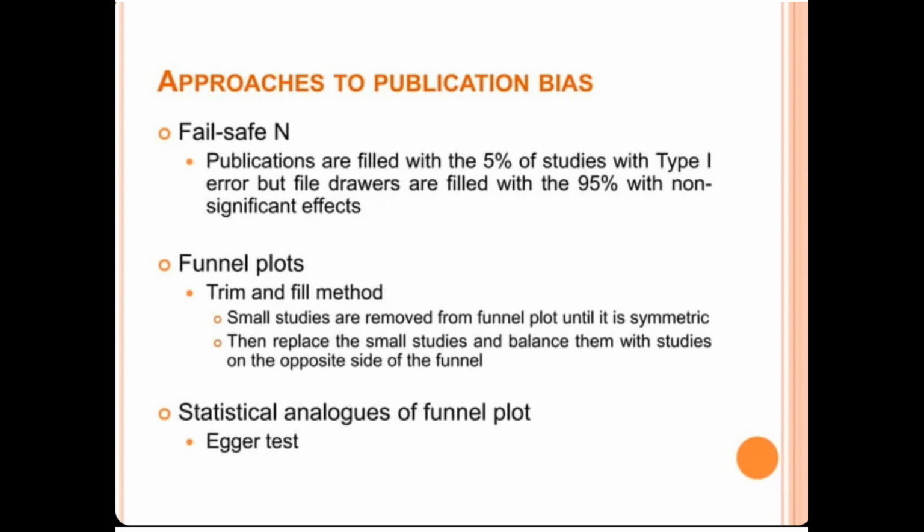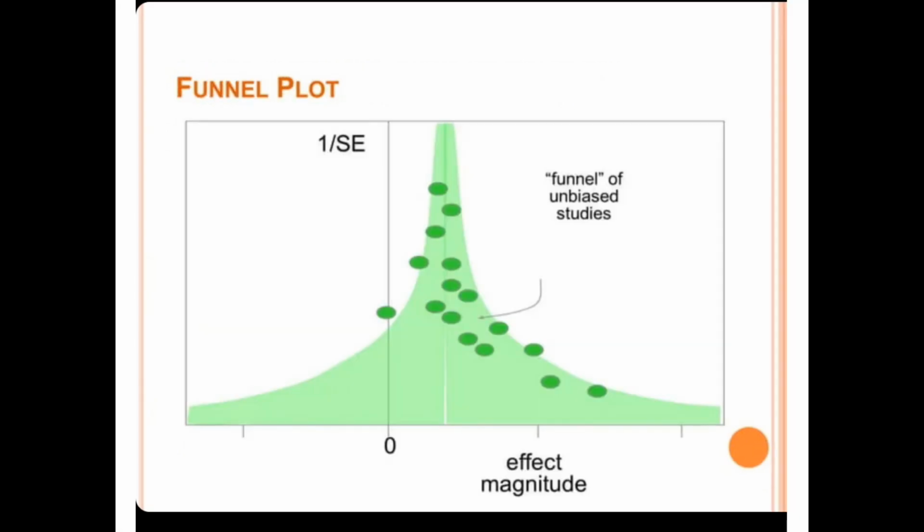Publications are filled with the 5% of studies with type 1 error, but file drawers are filled with the 95% with non-significant effects. We can also see this in funnel plots and the trim and fill method. Some small studies are removed from the funnel plot until it is symmetric. Then the removed small studies are replaced and balanced with studies on the opposite side of the funnel. The statistical analogue of the funnel plot is the funnel plot we can see.